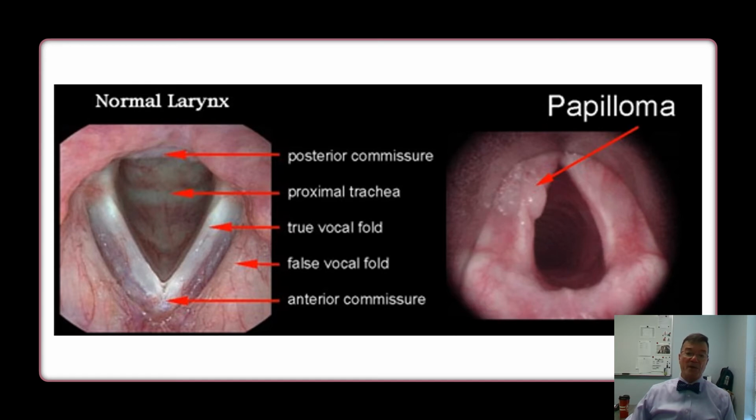A better picture, which I don't know why they flipped it upside down. This is the anterior commissure on the bottom of the left-hand picture. This is the anterior commissure right here on the top of this picture. So they've kind of flipped. So as you look at this tumor right here, it would be located right here on this picture. So it's kind of upside down, but that's okay.